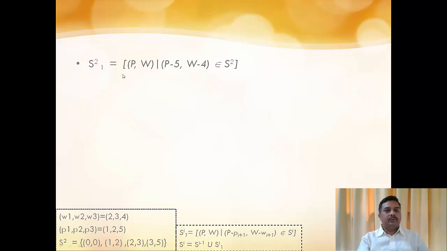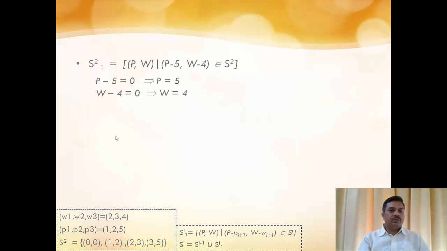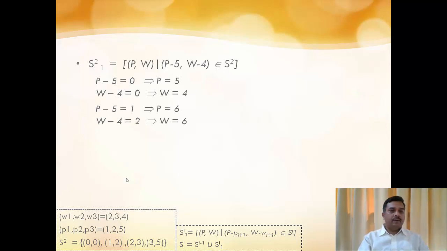It is a PW pair where we will take P minus 5 and W minus 4. Why? Because the third item's profit is 5 and weight is 4, and it's supposed to belong to S^2. S^2 contains (0, 0). So P minus 5 equal to 0 gives P equal to 5, W minus 4 equal to 0 gives W equal to 4. Similarly, the second pair (1, 2): P minus 5 equal to 1 indicates P equal to 6, and W minus 4 equal to 2 gives W equal to 6.